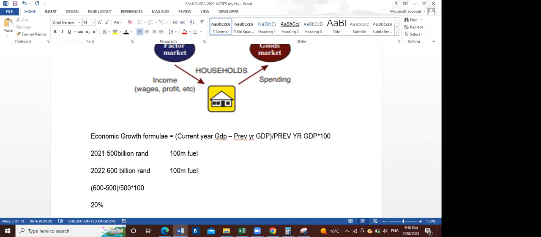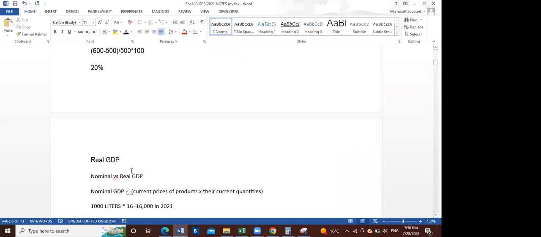Can we say that there was economic growth when only the monetary value has increased and the production has remained stagnant? We are still having 100 million liters, but in 2021 there were 500 billion in terms of value, and in 2022, because of many reasons, the value is now 600 billion rand. Can we say that there is economic growth in South Africa as a result of that? All right, so that brings us to the issue of what we refer to as nominal and real GDP.